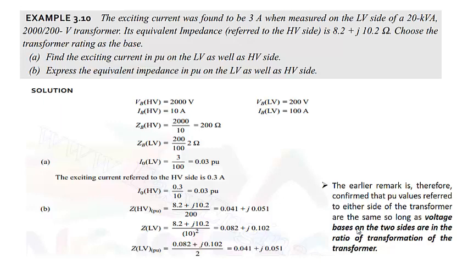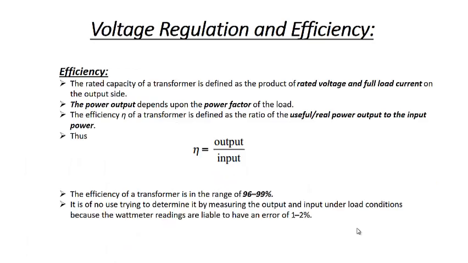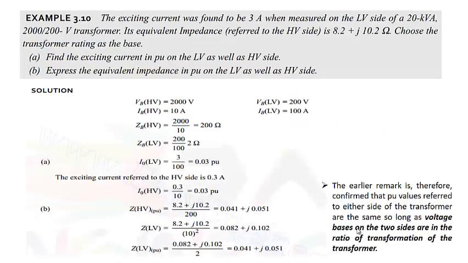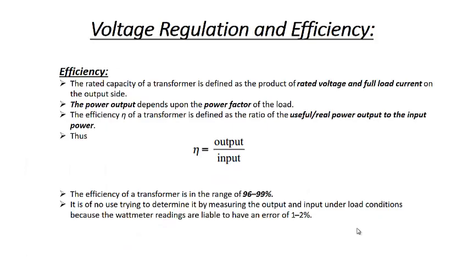So this was about the per unit system. We'll be using it quite often, so I hope you will do 2 or 3 numericals on this. This numerical was just to show you why it eliminates the referring of the transformer quantities when we use the per unit system. Now we'll discuss voltage regulation and efficiency.